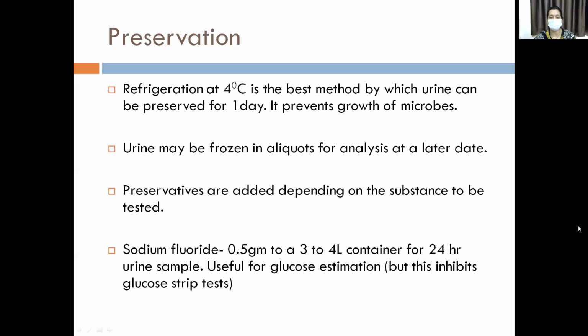So 0.5 grams to a 3 to 4 liter container for a 24-hour urine sample. A 24-hour urine sample is from morning 8 o'clock to the next day 8. That 24-hour sample you take is the urine sample. It is useful for glucose estimation, but this inhibits the glucose strip test. That means initially you take the urine, and you are not putting the reagent strip test, but you want to test the urine sugar after some time.